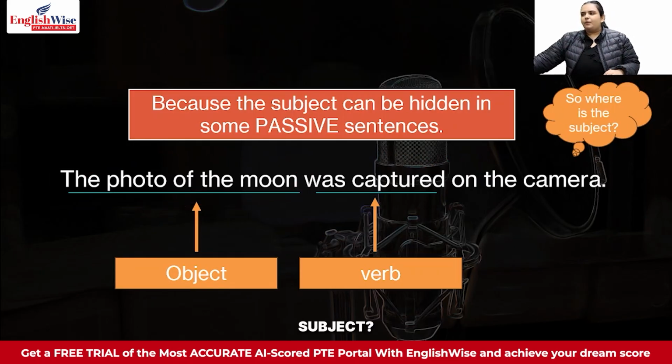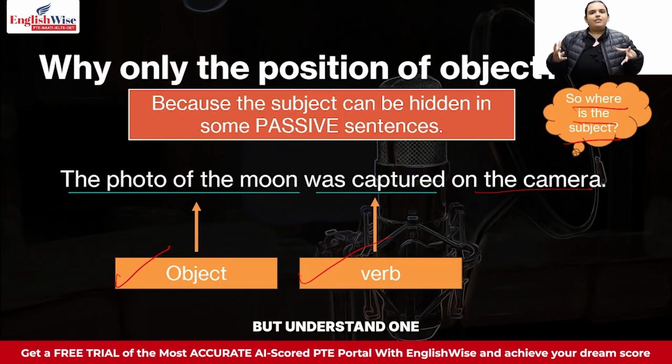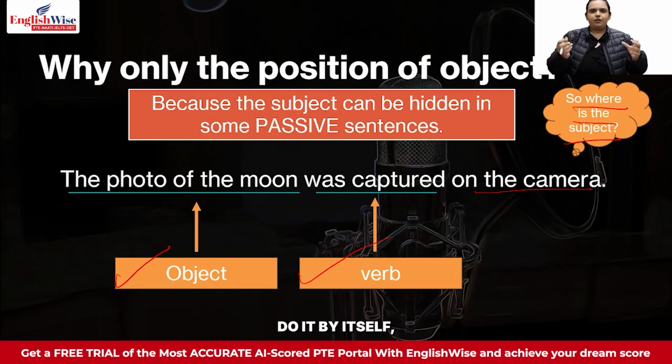So where is the subject? We have identified the object, we have identified the verb, but where is the subject? Where is the subject, guys? A lot of students think over here that camera is going to be the subject. But understand one thing, the camera can't go by itself and click a photo of the moon. That is not possible. A camera is not a human being, it won't go and do it by itself. So where is the subject?